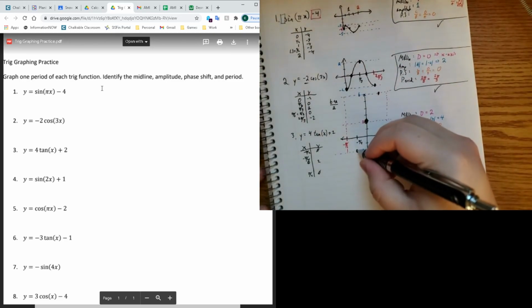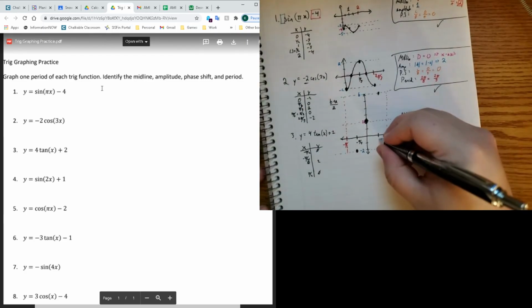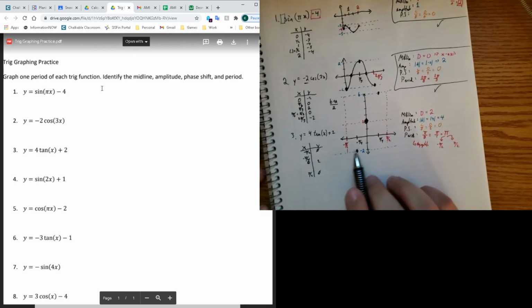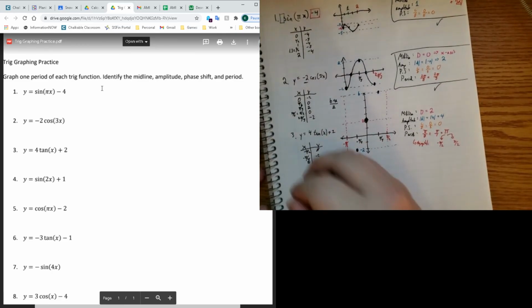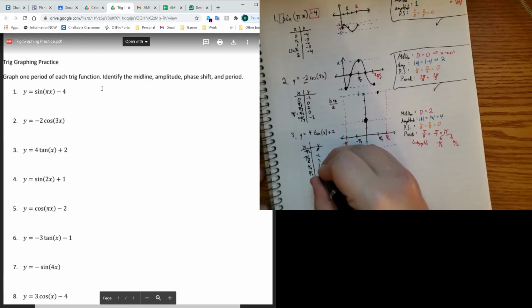Now, this is going to be kind of wonky because this function does not fit very well. Again, this will be at positive pi over 4. So at negative pi over 2, I am undefined. Negative pi over 4, I am at negative 2. At 0, I'm at positive 2. At positive pi over 4, I am at 6.